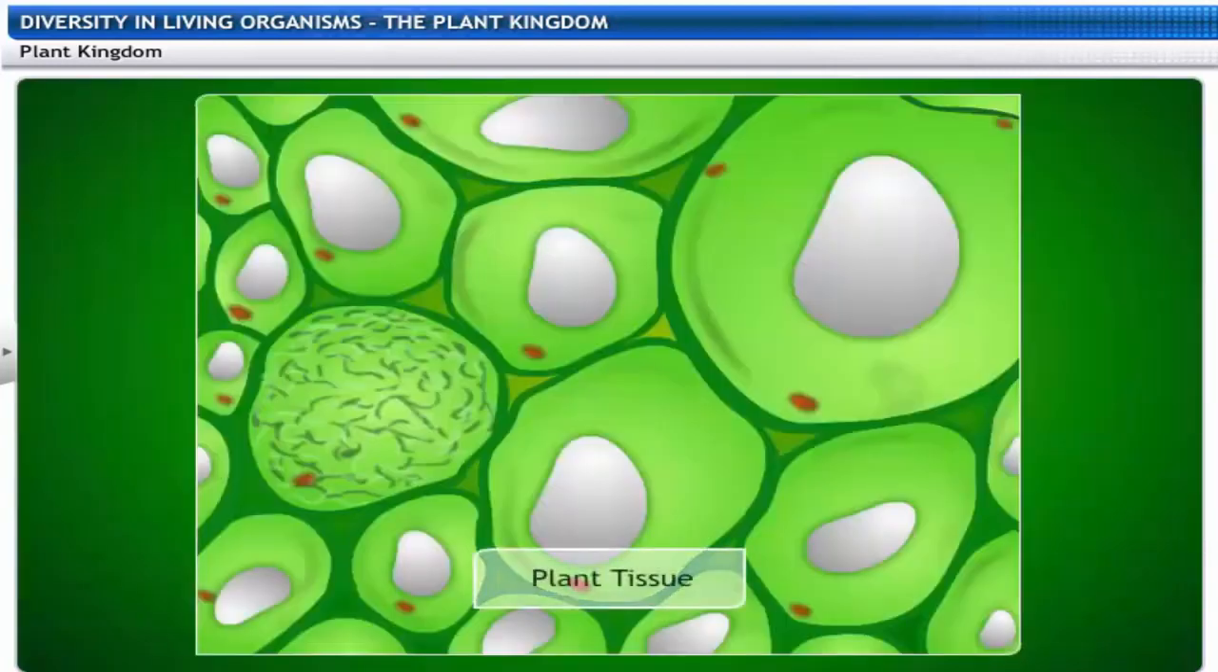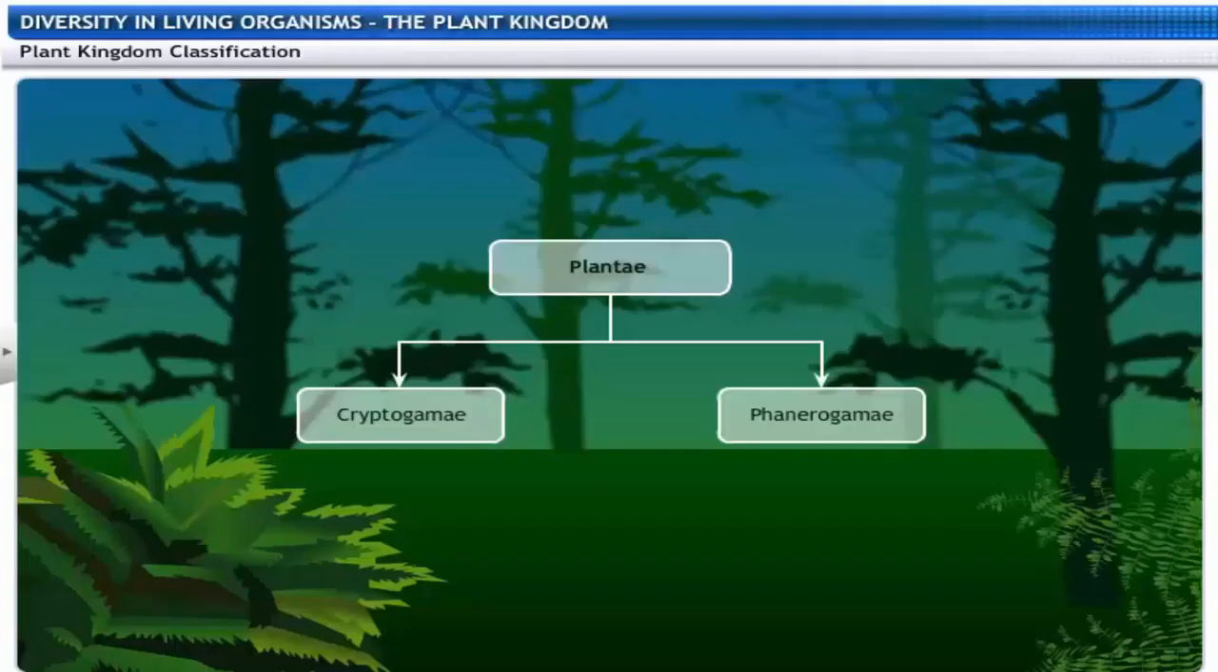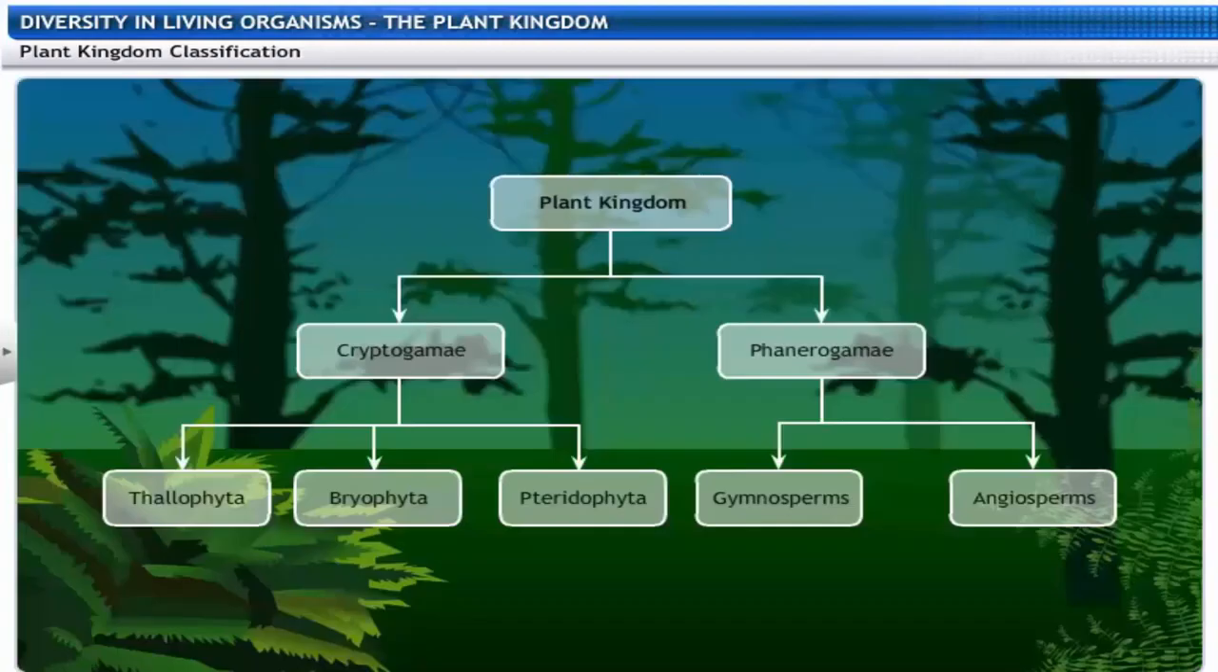This is a plant tissue. As you can see, plants are multicellular and have cell walls. The fascinating world of plants or plantae is divided into two sub-kingdoms. These sub-kingdoms are further divided into 5 distinct classes. This classification is based on specific criteria. These criteria evolve from answers to 4 main questions.